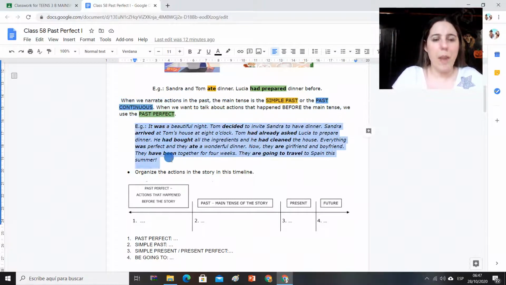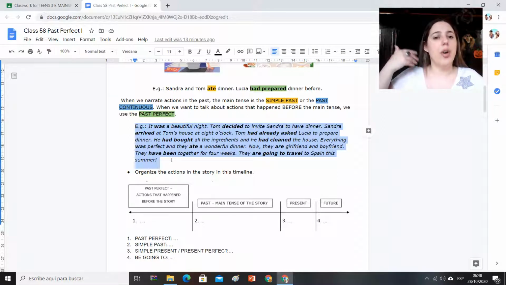So, let's read the story. Yes, vamos a ampliar un poquito la historia anterior. It was a beautiful night. Tom decided to invite Sandra to have dinner. Sandra arrived at Tom's house at 8 o'clock. Tom had already asked Lucia to prepare dinner.